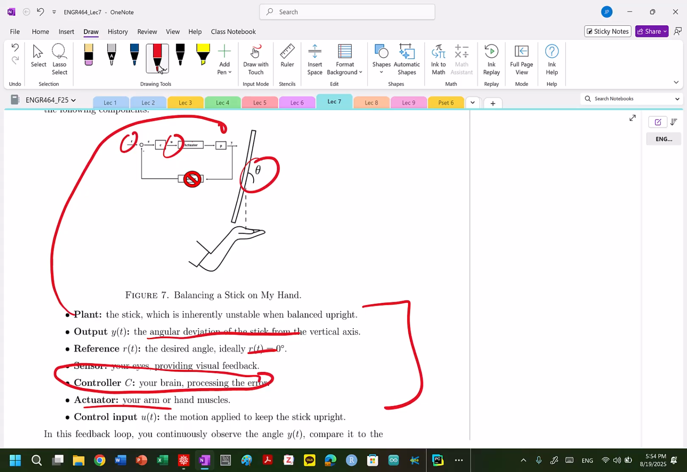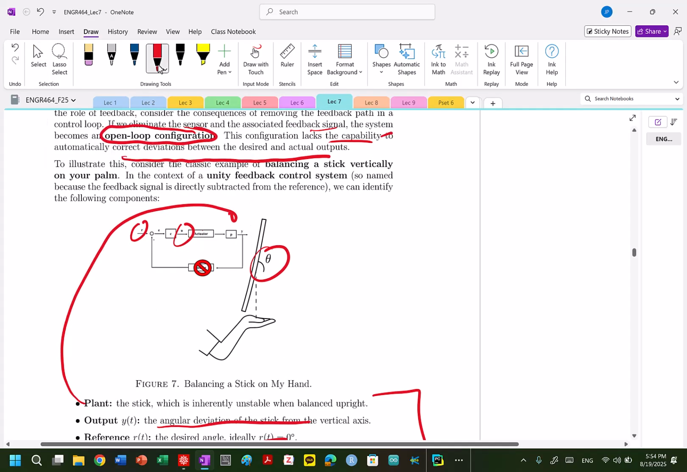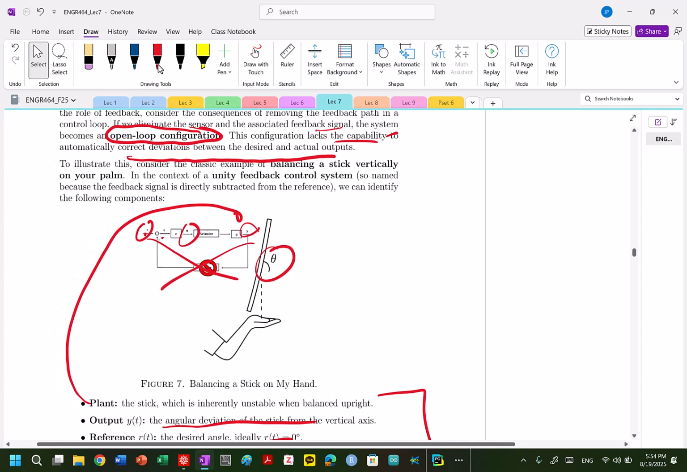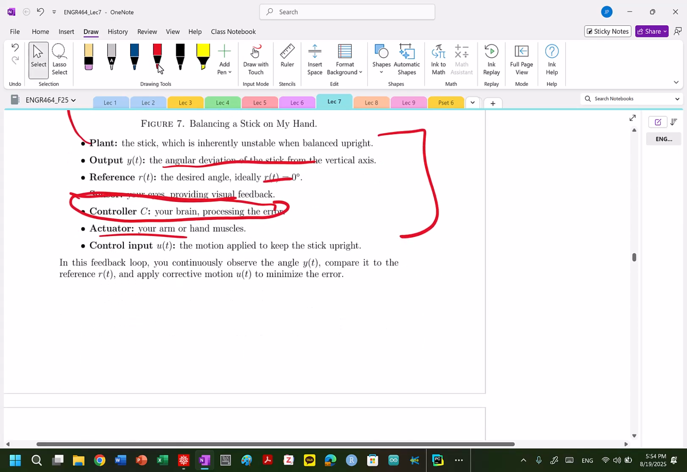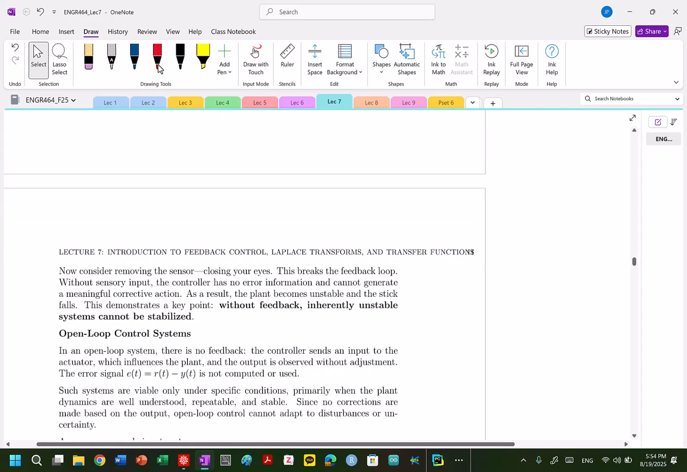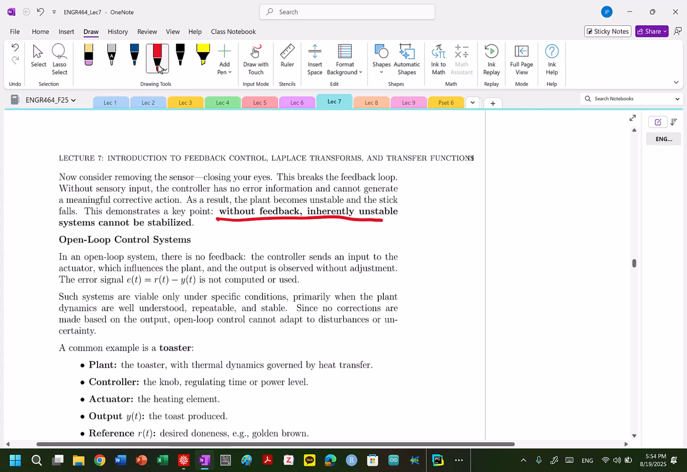To make it open loop, it lacks the capability to correct itself. So basically, I'm eliminating this feedback. So here, there would just be a reference, an error, and that would be an open loop configuration. So imagine trying to balance that stick with your eyes closed. Basically, if I remove my sensor, which would be my eyes in this sense, then it's unstable and you're not going to be able to correct. So that's the key idea here. Without feedback, inherently unstable systems like the inverted pendulum cannot be stabilized.